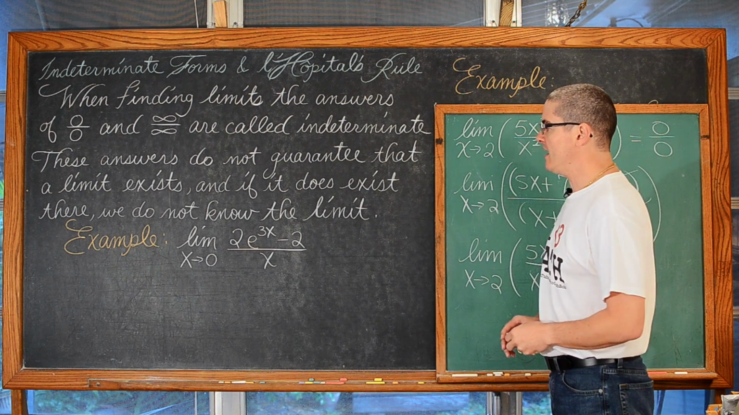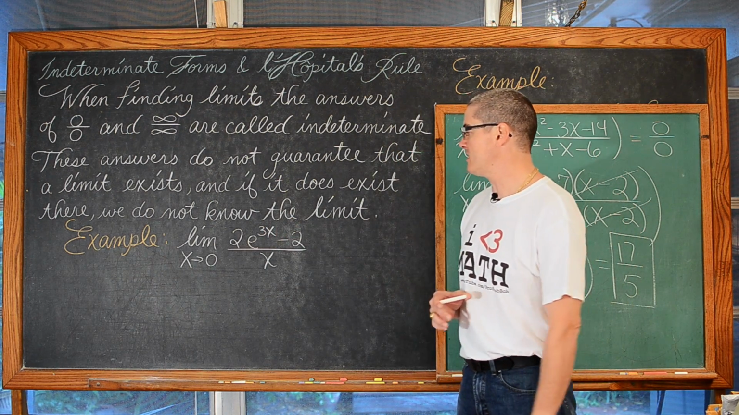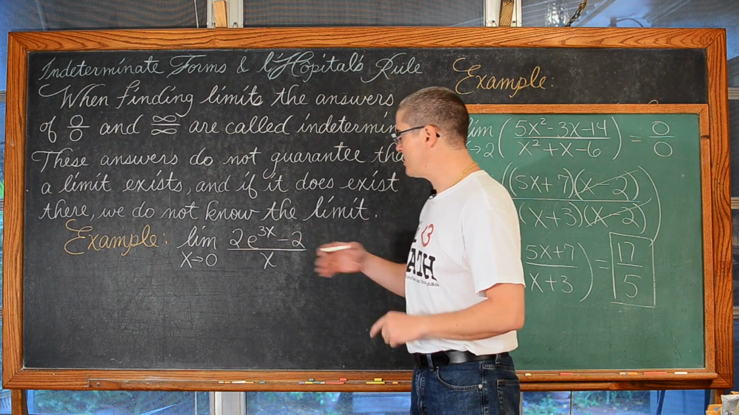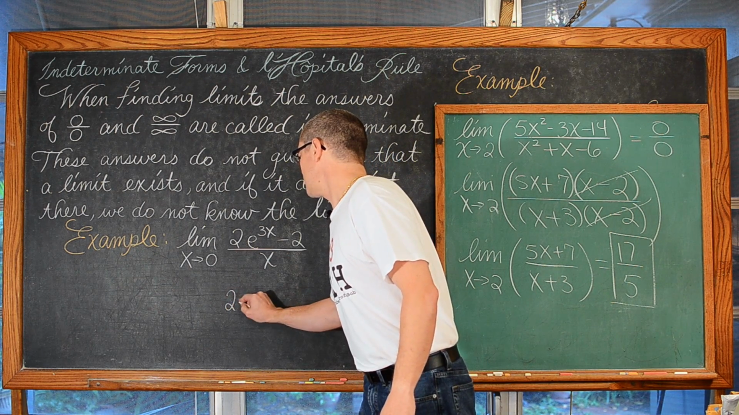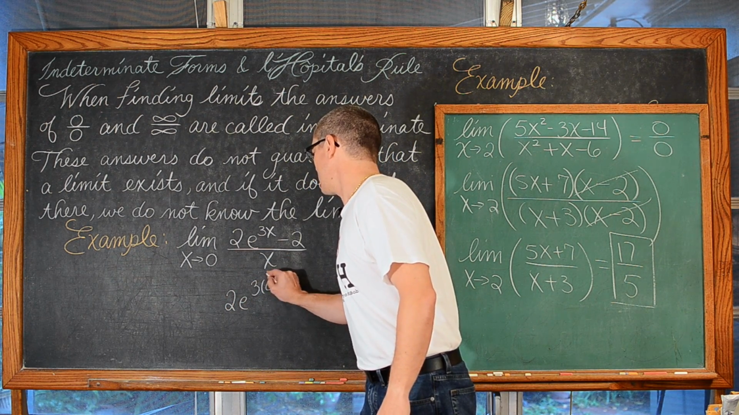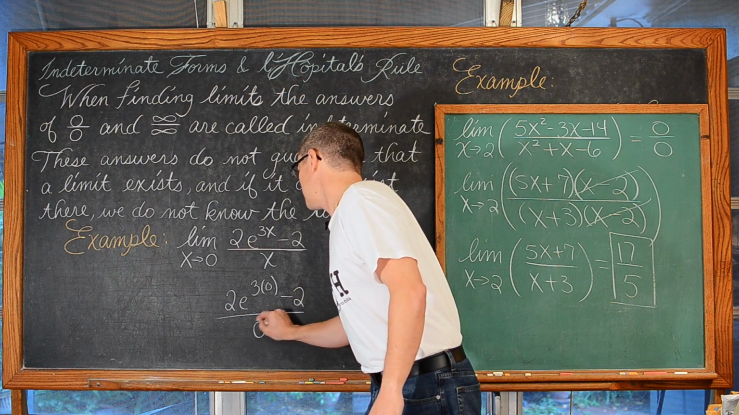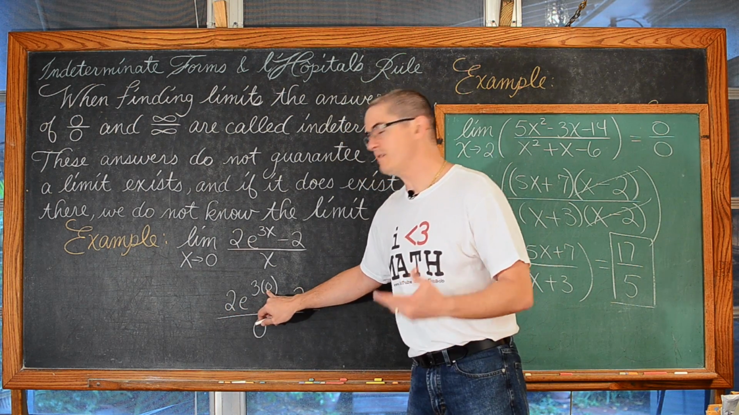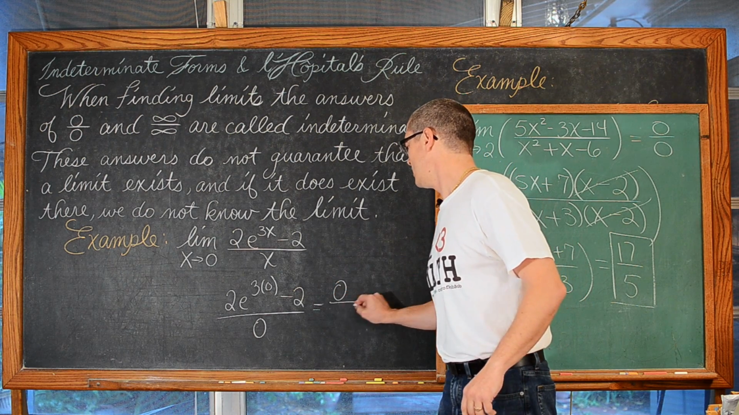But here we have the limit as x approaches 0 of 2 times e to the 3x minus 2 over x. Now if we let x approach 0 here, we are going to get 2 times e to the 3 times 0 power minus 2 over 0, and that is going to come out to be 2 times anything to the 0 power is 1, so 2 times 1 is 2, minus 2 is 0 over 0.